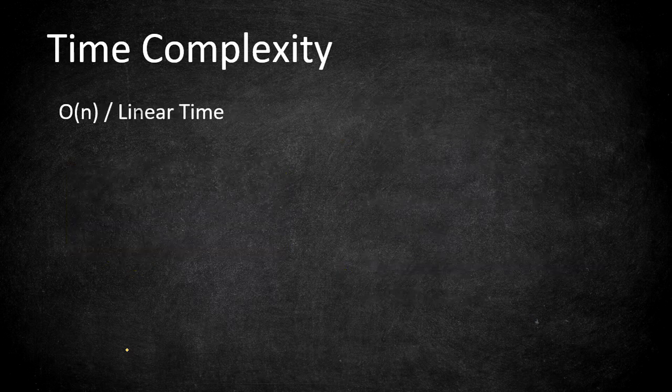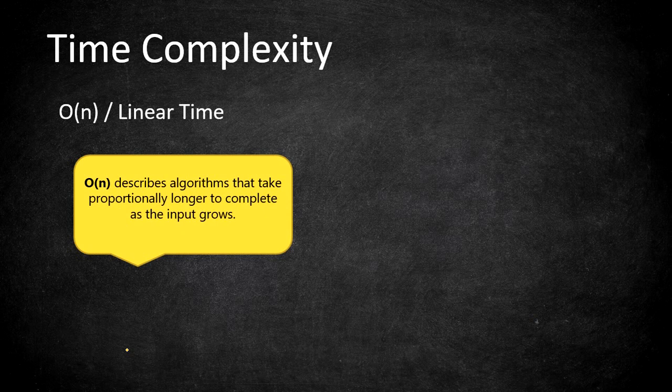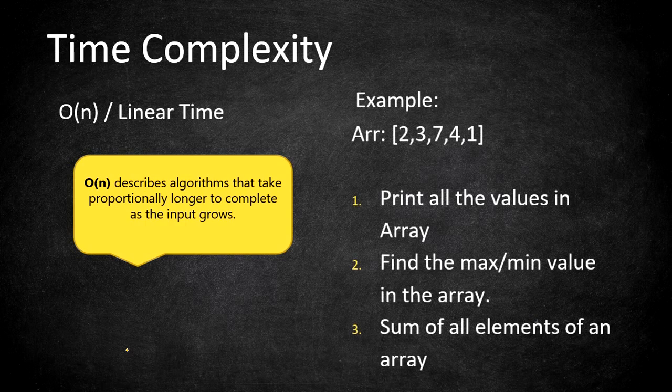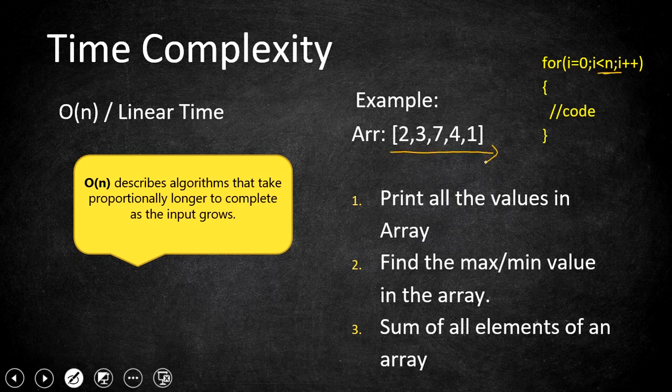Let's move on to the next, which is linear time complexity or big O of n. Linear time complexity algorithms take time that is proportionally longer to complete as the input grows, or in simpler words, it is based on the input or length of the input given. So consider this example. Here again we have an array but it is not sorted, and the first problem statement says print all the values in the array. In order to print all the values, you need a for loop which iterates from the first element to the last element of the array and prints everything. It has to iterate over all the elements in your given array.